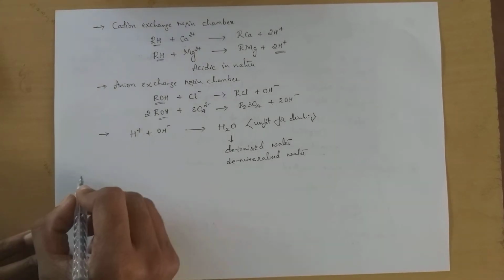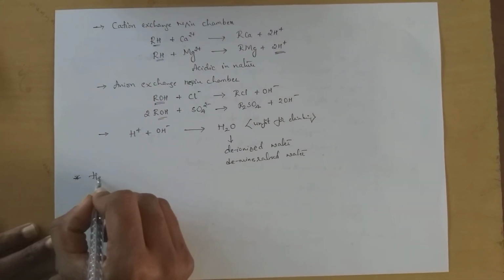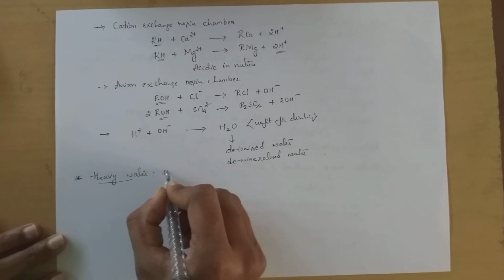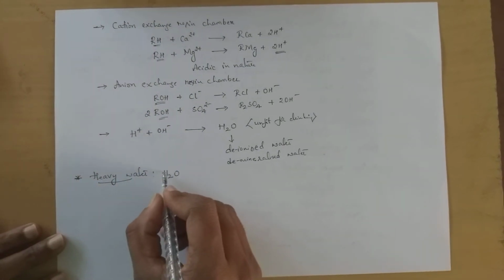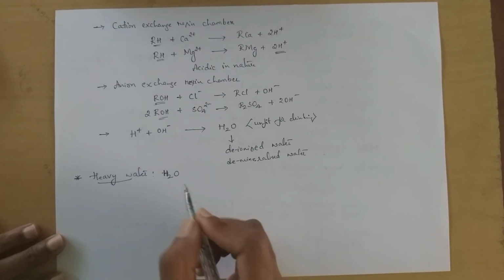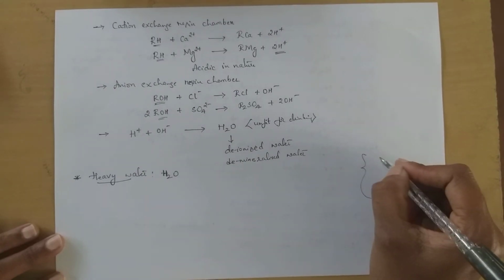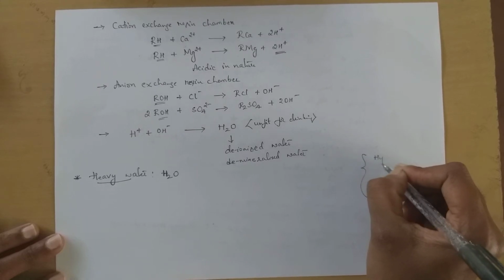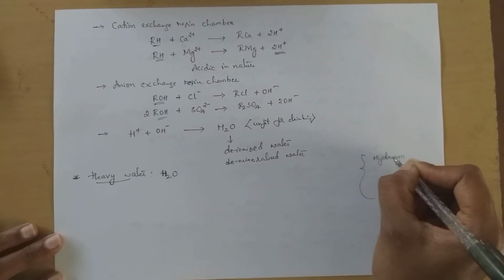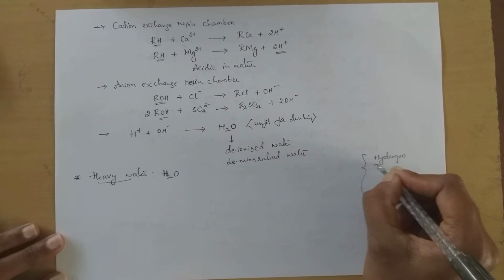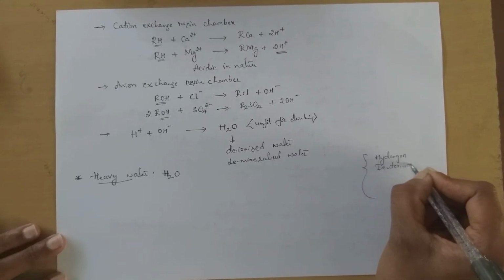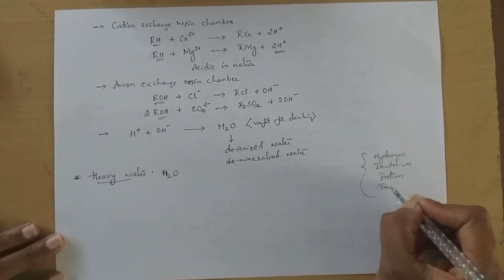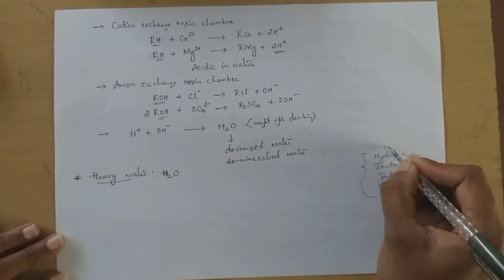Coming to the next concept, that is heavy water. As we already know the formula of water, that is H2O. If hydrogen is replaced by deuterium, as we already know we have three types of isotopes of hydrogen: protium, deuterium, and tritium.